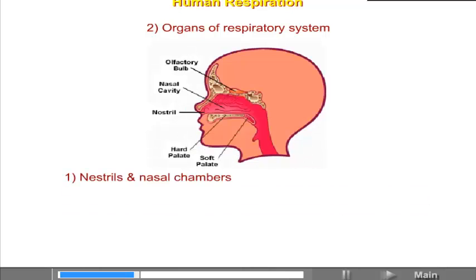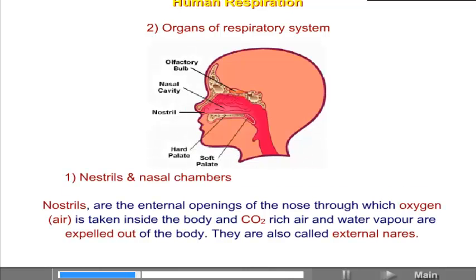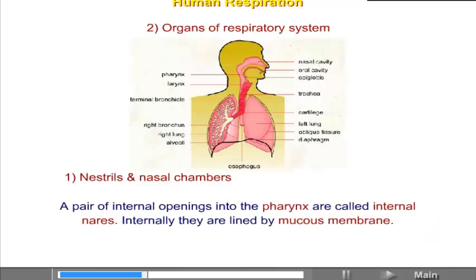Nostrils and nasal chambers. Nostrils are the external openings of the nose through which oxygen, that is air, is taken inside the body, and carbon dioxide rich air and water vapor are expelled out of the body. They are also called external nares. A pair of internal openings into the pharynx are called internal nares. Internally, they are lined by mucous membrane.